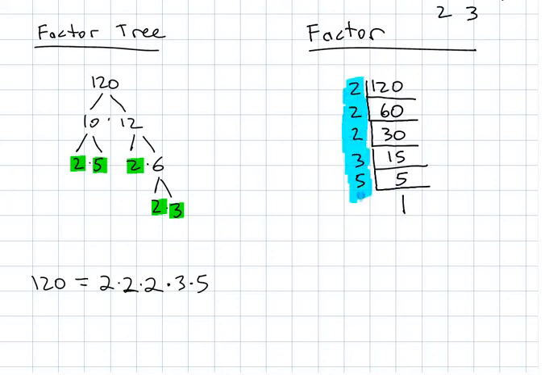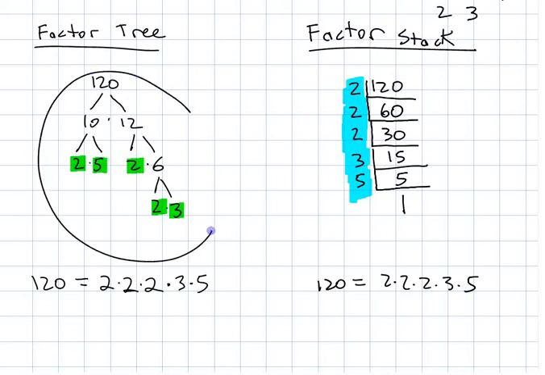Those are the factors all listed at the side in a kind of a vertical stack like that. Can we call this a factor stack if you want to refer to it that way? It achieves the same thing. In the end, you know that 120 is equal to 2 times 2 times 2 times 3 times 5. But it's two different approaches. You can make a tree like that, or you can make a stack like this.